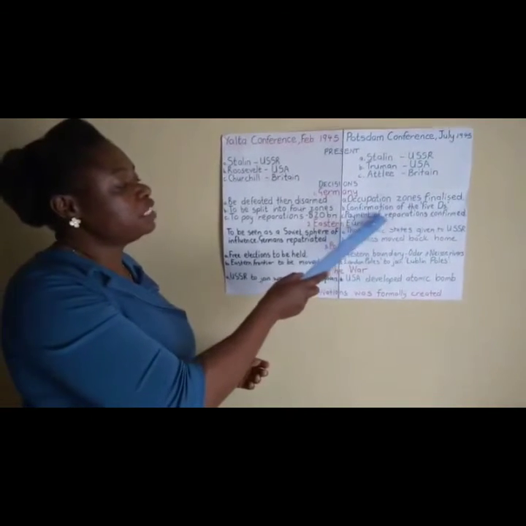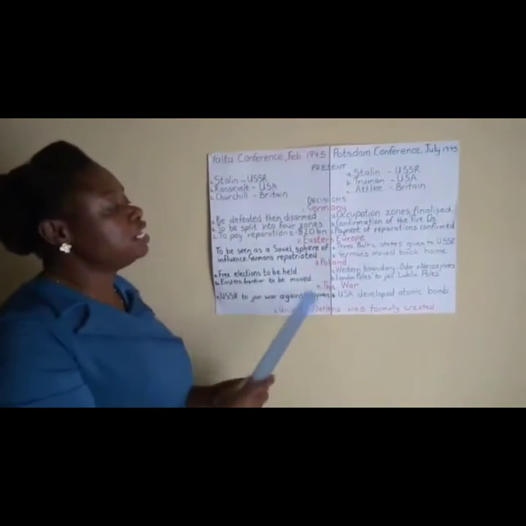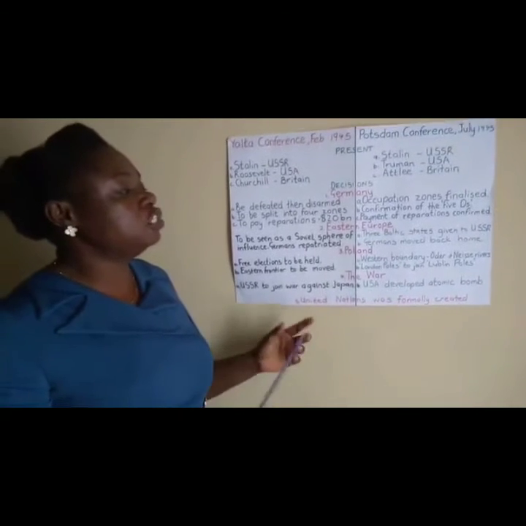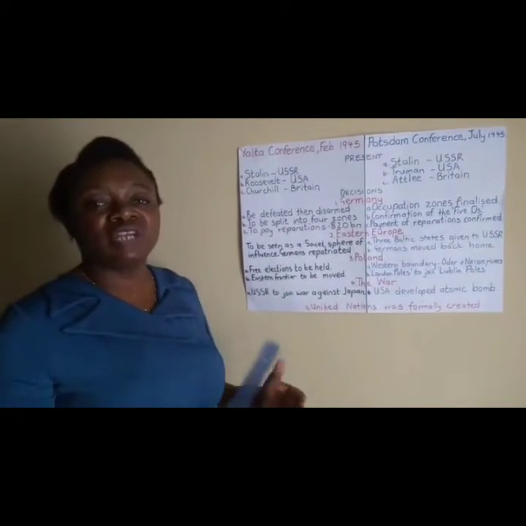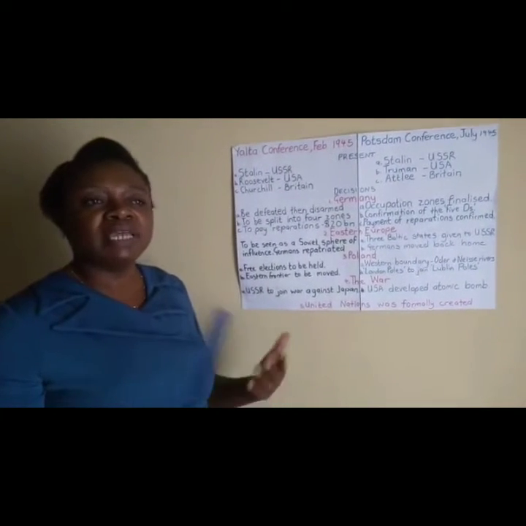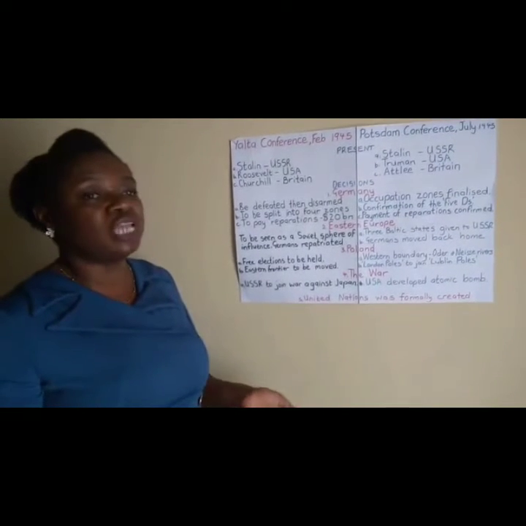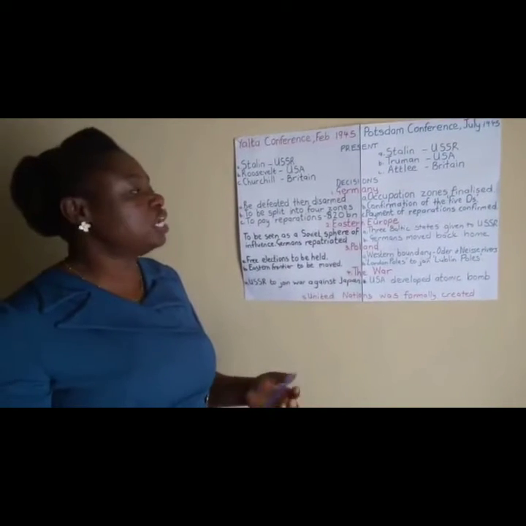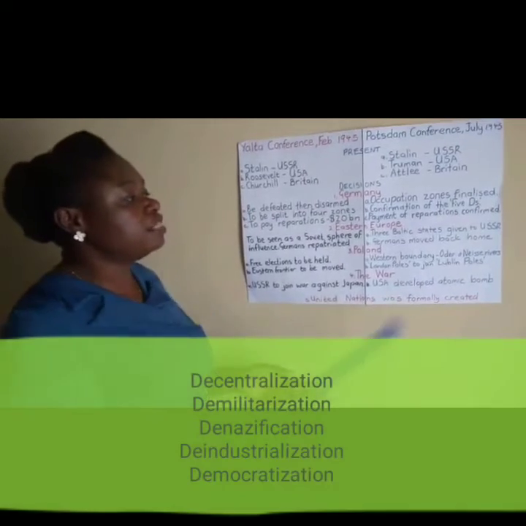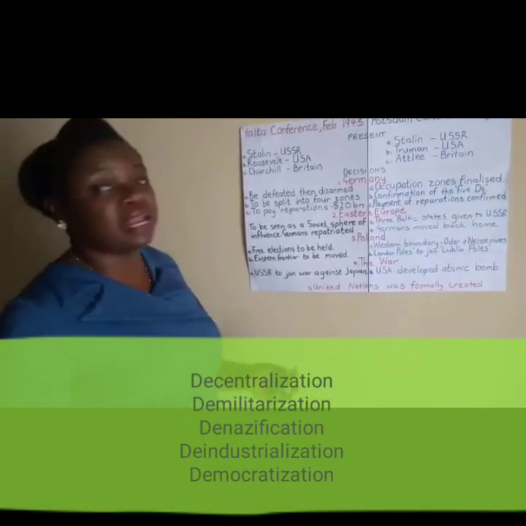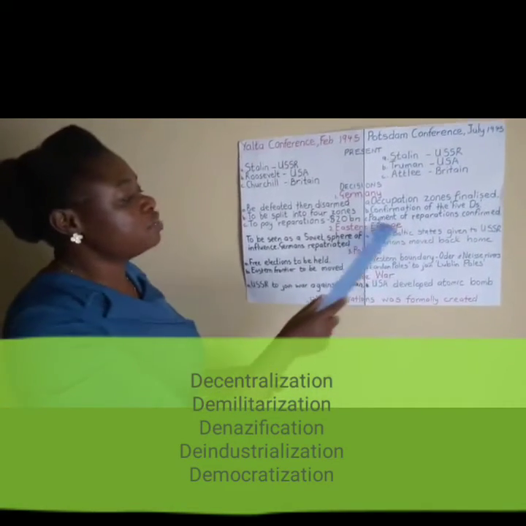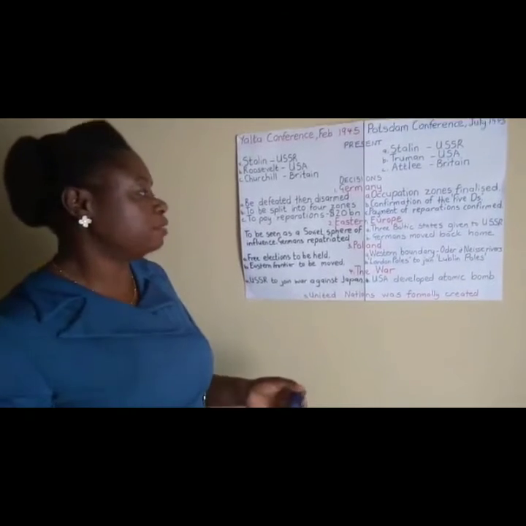Then there was the confirmation of the 5Ds concerning Germany. That is, in Germany, there was going to be decentralization, demilitarization, denazification, deindustrialization, and democratization. These 5Ds, we'll look at them further in another lesson. Then payment of reparations was confirmed.